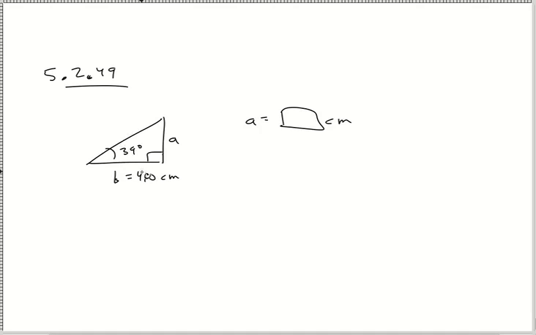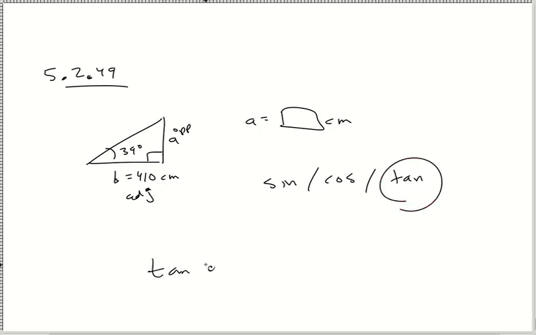What I do have is an angle. I'm going to ask you, which of the sine, cosine, or tangent uses these two values? Out of these three options, which one uses the opposite and the adjacent at the same time? It's going to be tangent. Tangent of 39 degrees is going to be my opposite over the adjacent. That is my A over the 410.